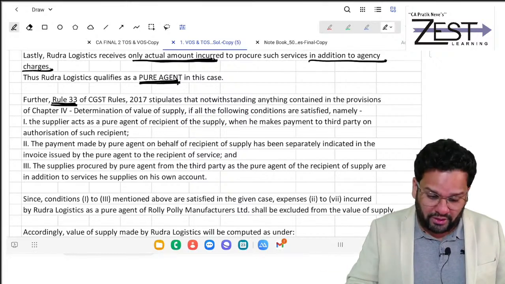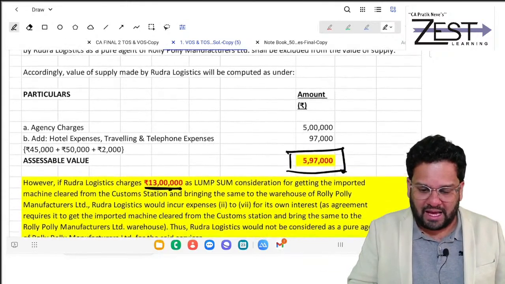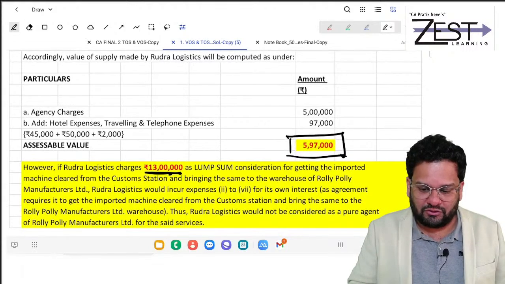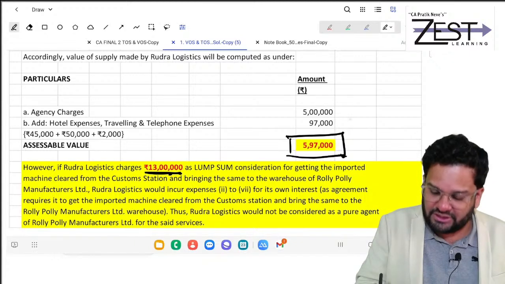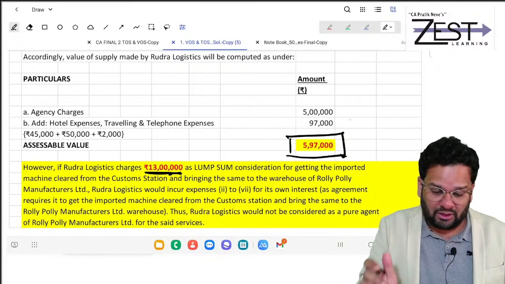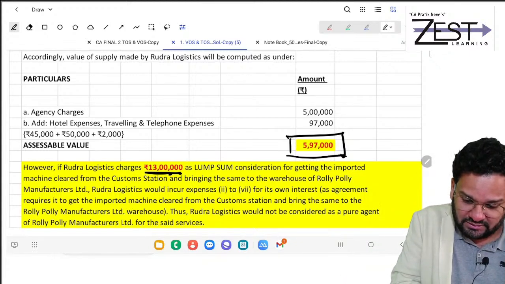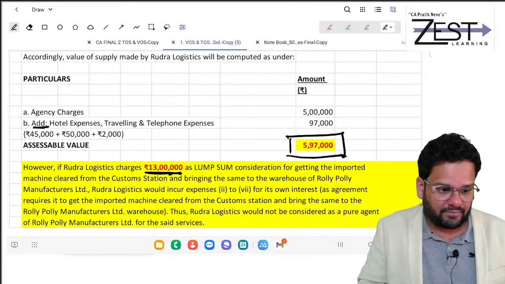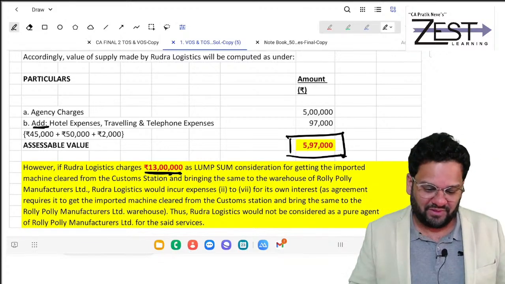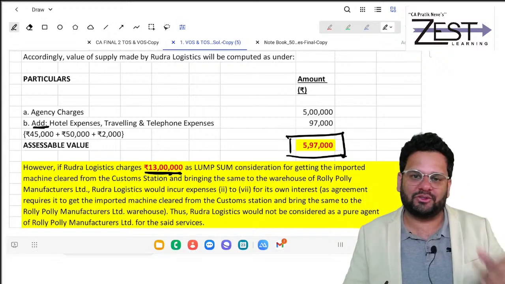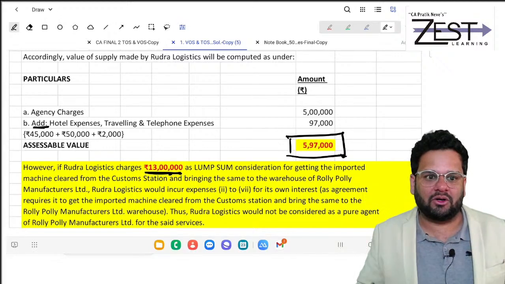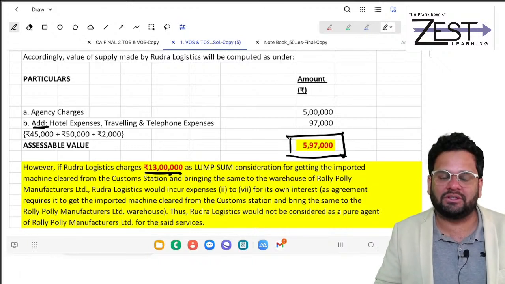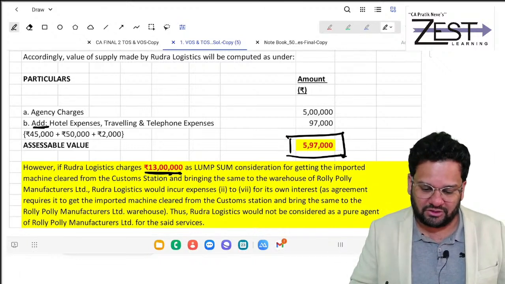Accordingly, the value of supply of Rudra Logistics will be computed as under: agency charges, pay GST on 97,000, also pay GST. This is nothing but... yes, yes, you will of course complete it. I know your sincerity, but I am telling in general because many students would be watching this. For all of them, common instruction.